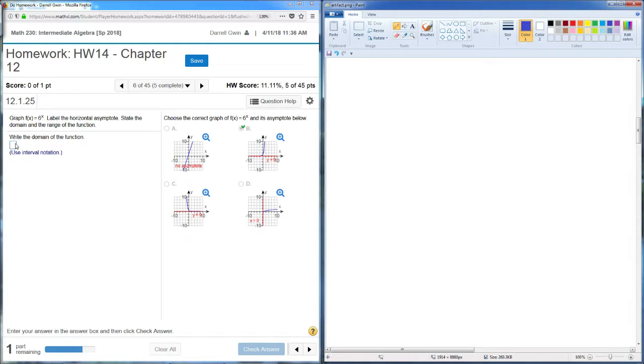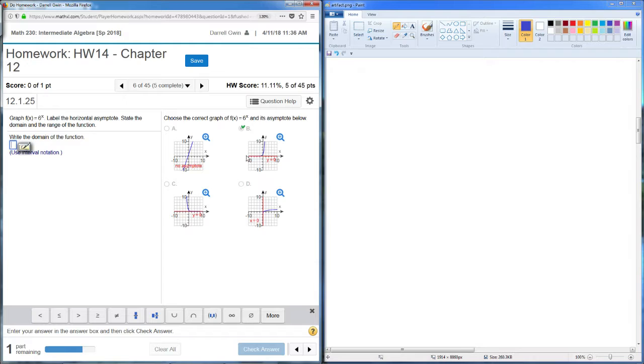Oh, wait, domain. The domain goes from negative infinity to positive infinity, because the possible x values, or how far left it goes, is negative infinity. We're going to have to type in parentheses, negative, and then click on the infinity symbol, comma, and it goes all the way to the right, infinity, parentheses.